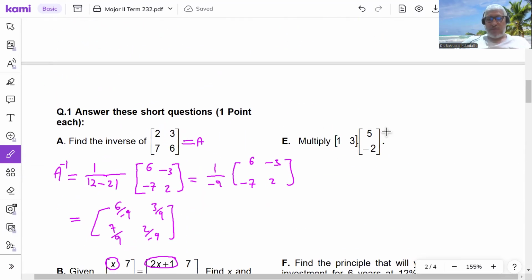Multiply this times this. Here I have 1 row and 2 columns. Here I have 2 rows and 1 column. Can I multiply? Yes, because 2 equals 2. What would be the resulting matrix, the size or the order of the resulting matrix? One by one. So it's just one number. So multiply this row by this column. 1 times 5, 5. 3 times -2, -6. So 5 minus 6 is -1. So the answer is -1.